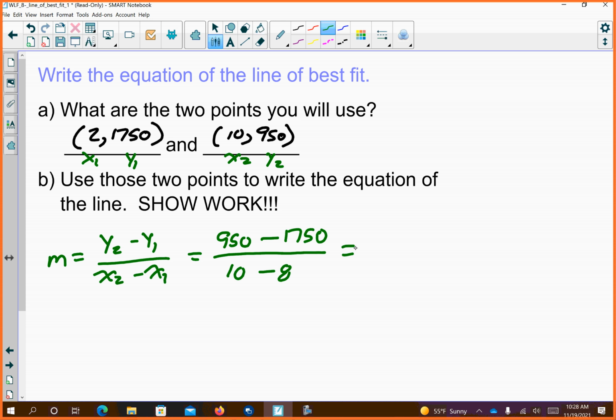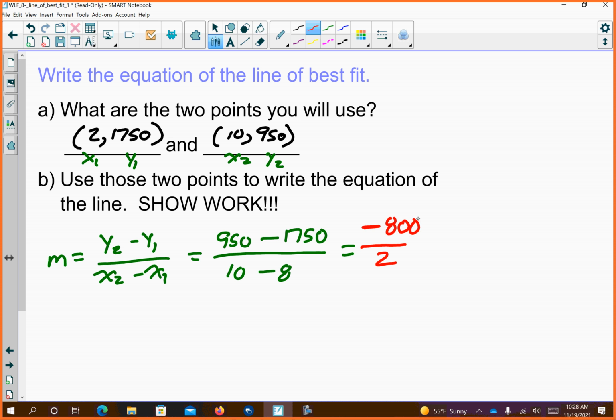Hey, I need your help. On your phone, will you go 950 minus 1750, please, on your calculator? Tell me what you get for the top. On the bottom, it's over 2. I know that, because 10 minus 8. What's 950 minus 1750? It's got to be negative. Help me out. Y'all have phones. Negative what? Negative 800? Is that it?